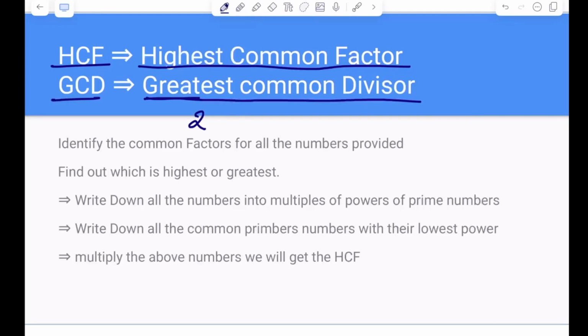How to find the HCF of two numbers? Let's see. Find the factors for each number. Identify the factors which are common to both the numbers. Of these factors, whatever the highest factor you found, that will be the HCF.